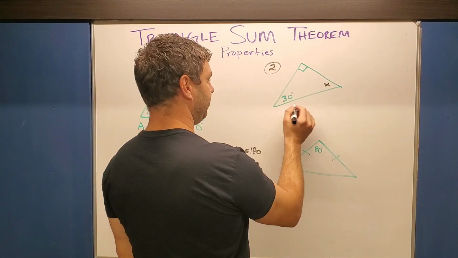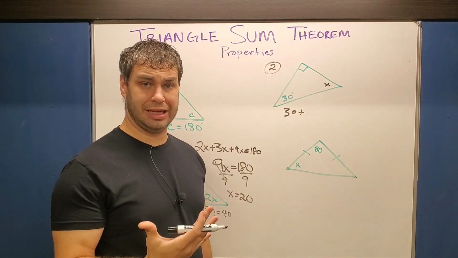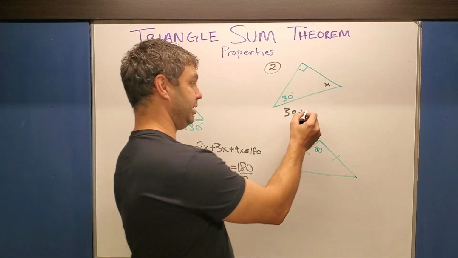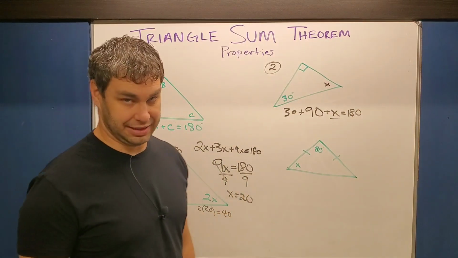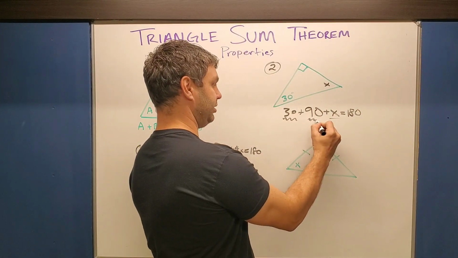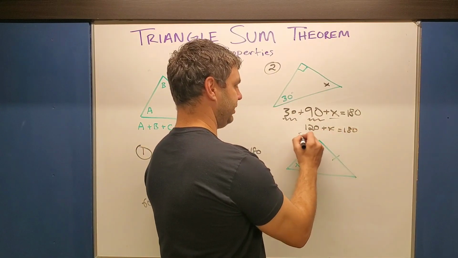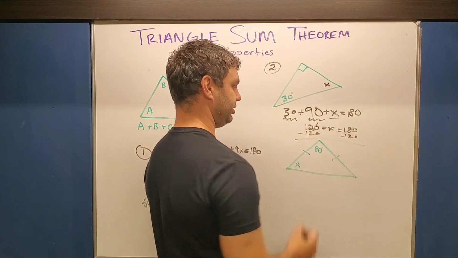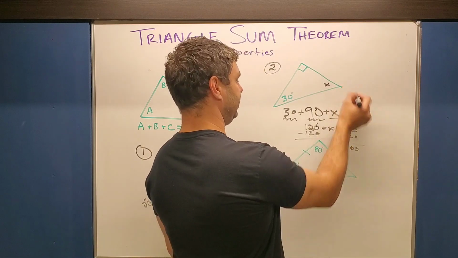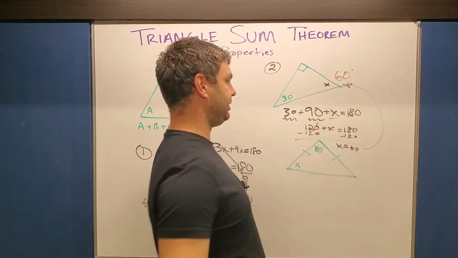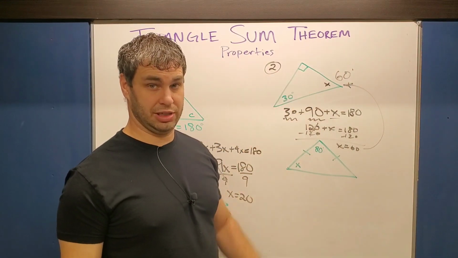Let's call this number 2. Here, I'm going to say this is 30 plus, what does this symbol mean? Whenever you have that little box in a corner, that tells you it is 90 degrees. So this is going to say plus 90 plus x equals 180. Now again, I can solve for that missing x. I'm going to add together my like terms first. 30 plus 90 is 120. So I have 120 plus x equals 180. If I subtract 120 from both sides, x is going to equal 60 degrees. So if I plug that back in, that's going to be 60 degrees. And just to double check, 30 plus 60 is 90, and 90 plus 90 is indeed 180 degrees.